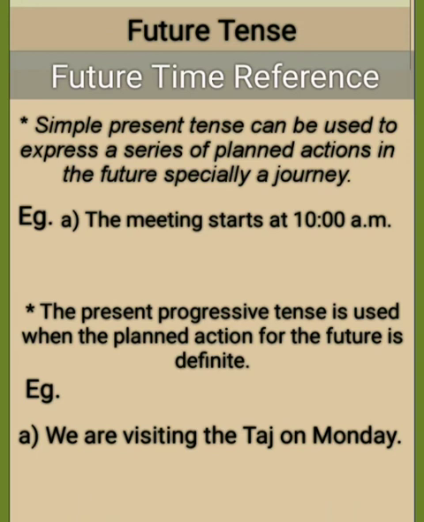Future time can also be expressed in the following ways. First, the simple present tense can be used to express a series of planned action in the future, especially a journey. Example, the meeting starts at 10 a.m. Point number 2, the present progressive tense is used when the planned action for the future is definite. Example, we are visiting the Taj on Monday.